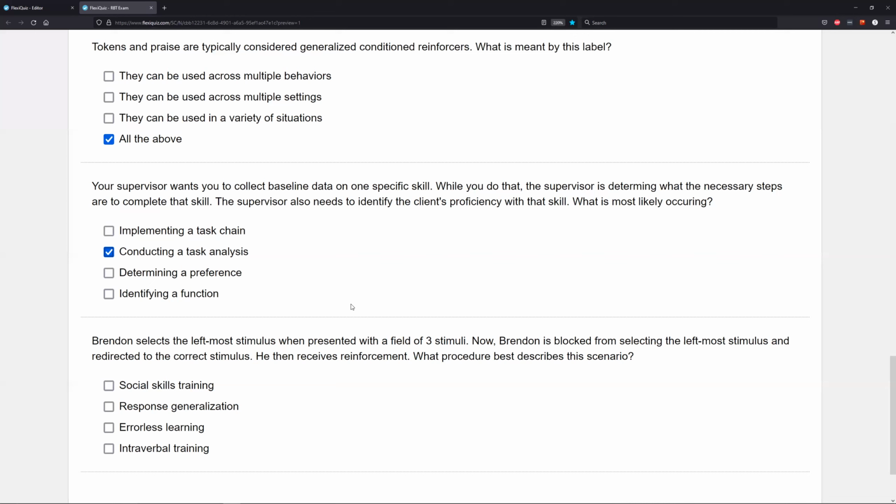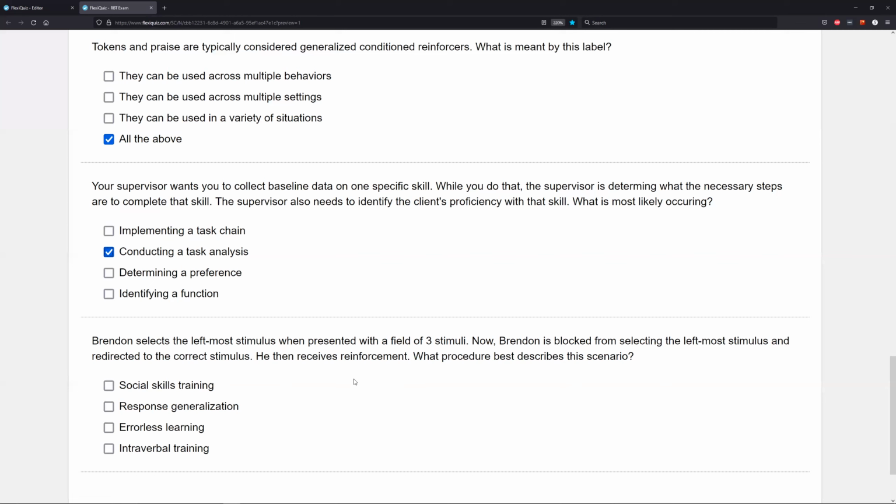What are we stopping them from doing? We're stopping them from making errors. And what is that considered? Social skills training? No social skills training is occurring in the scenario as far as we know. We just know there's a field of 3 stimuli. So social skills training isn't a great answer. Response generalization. Are we trying to generalize responses from Brendan? No, we're trying to actually reduce responses, right? We're trying to reduce this leftmost stimulus response, okay?